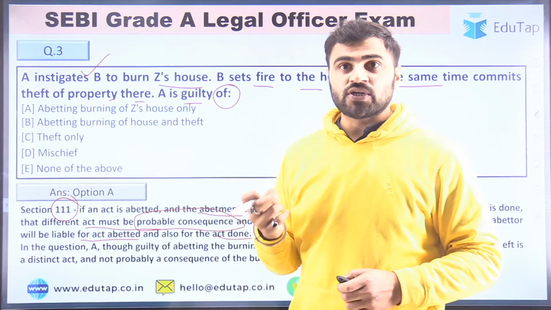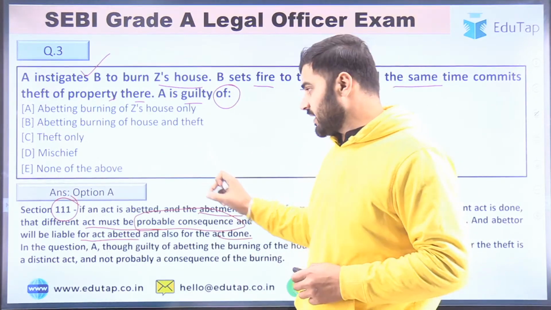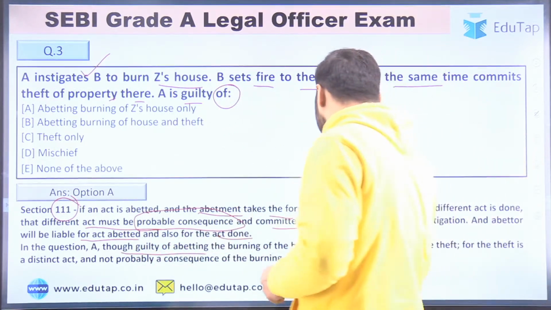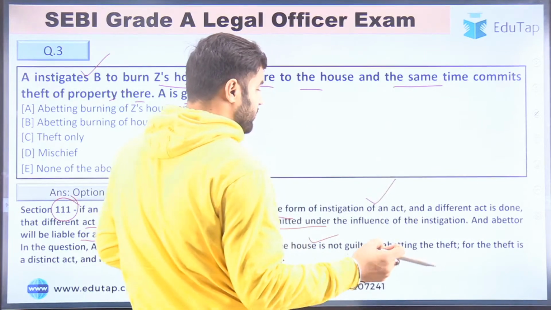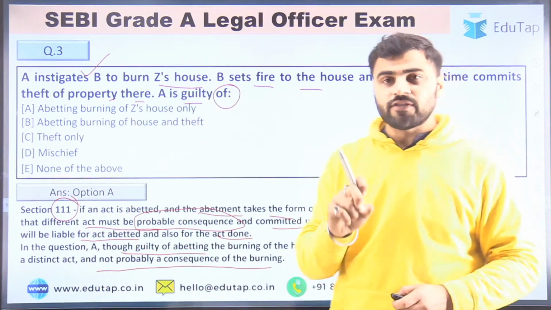So Gaurav is saying option number A and Ujjwala is saying option number B. So the right answer for this question is option number A, right? In the question, A, though guilty of abetting the burning of the house, is not guilty of abetting the theft. For the theft is a distinct act and not probably a consequence of the burning, right?